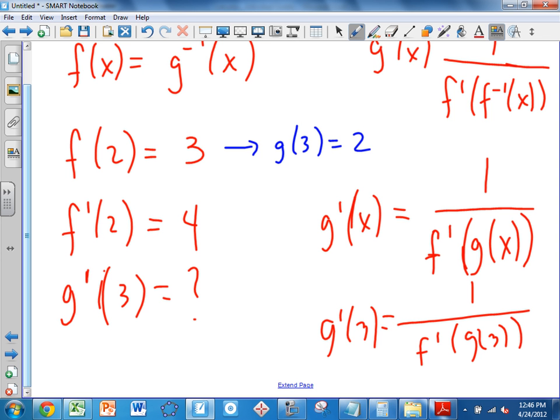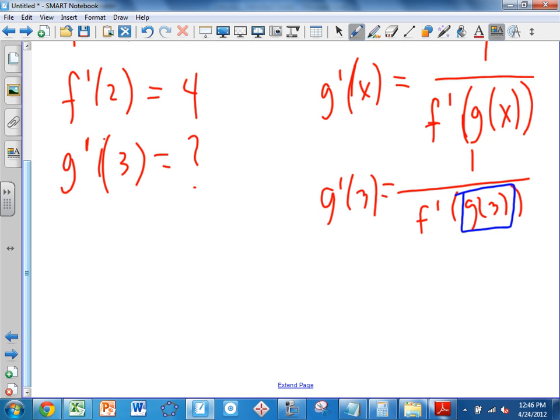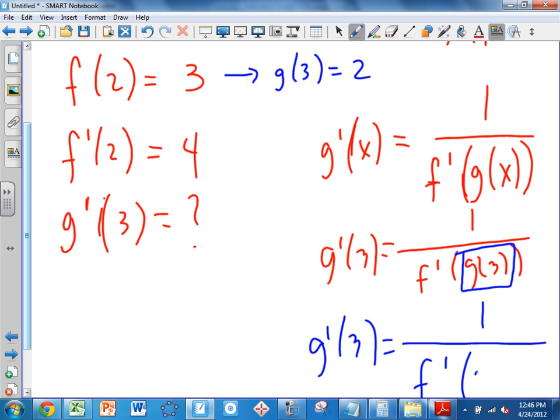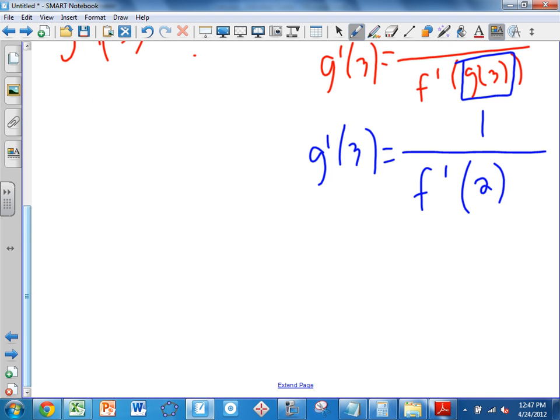So you plug in for g of 3 down here. So g of 3, this quantity right here, is really just 2. And we know f prime of 2, don't we? It's given as 4 there. So we then go down and say g prime of 3 equals 1 over f prime of whatever we just said, 2. So again, g of 3 is 2 because they're inverses. So now we need to plug in f prime of 2. F prime of 2 is given as 4. So it turns out to be 1/4. Coincidence, same answer. I did not mean that. Okay, but g prime of 3 turns out to be 1 over 4.